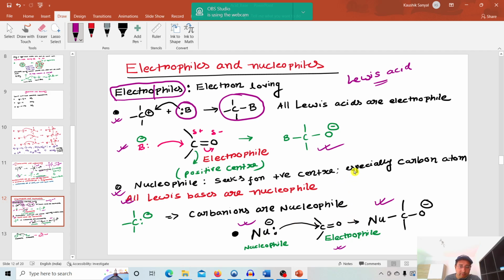Overall, we can say that all carbocations are electrophiles, because they love electrons and want to get electrons to fulfill the octet, and all carbanions are nucleophiles, because they want to give away their excess electrons to any electrophile and also get stabilized. That's it for this chapter. In the next talk, I am going to talk about acid strength, and how we can measure the acid strength of any acid or the basic strength of any base.